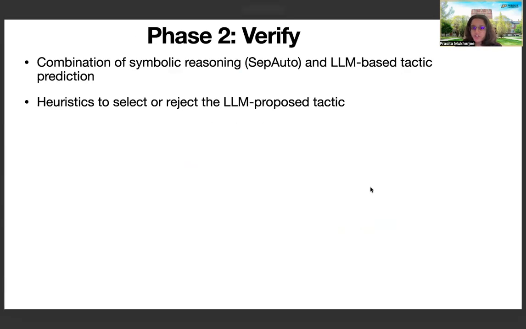Next, we move to the verification phase. Now, in the verification phase, we assume that we already have a candidate program, and phase 2 is equipped with the formal specification at hand. Now, as we said before, phase 2, that is verify, combines our symbolic reasoning engine, which we call SEPAuto, and a prover LLM that predicts tactics to advance the goal. We also develop a set of heuristics that either selects or rejects the tactic that is proposed by the prover LLM. Now, let's look into the workflow of this phase in more detail.